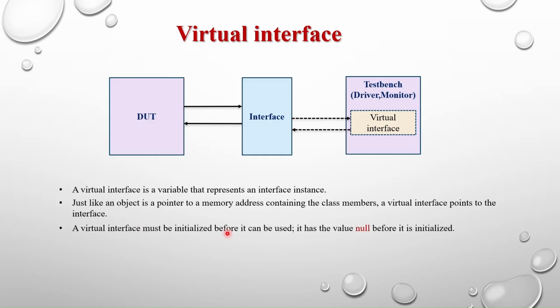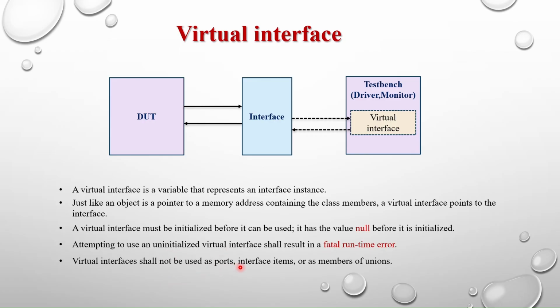A virtual interface must be initialized before it can be used. It has the value null before it is initialized. That means when you declare the virtual interface, before you use it, first you have to initialize it with the interface. How we initialize it, we will see in the example, but we have to initialize it before using it, because it has the value null before it is initialized. Attempting to use an uninitialized virtual interface shall result in a fatal runtime error. So if you have not initialized the virtual interface, you will get a fatal runtime error. That's why we have to initialize it before using it.